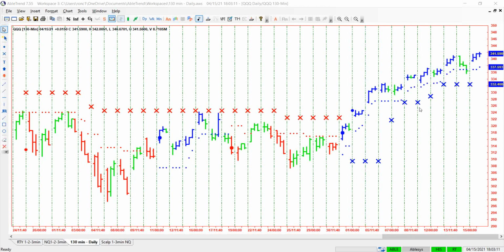So we'll take a look at the signals here, and I've got the Q's up here. This is a swing trading chart. It's a 130-minute daily combination. The reason I picked 130 is because it's exactly 1/3 of the trading day. There's 390 minutes in the trading day. So this is just for stocks or ETFs, equity trading, swing trading.